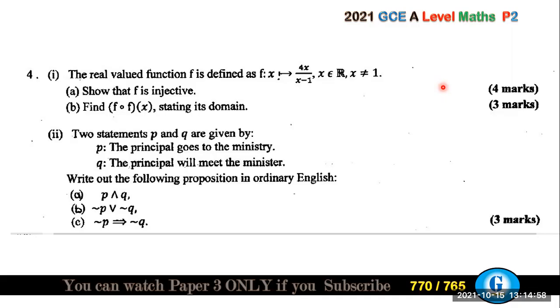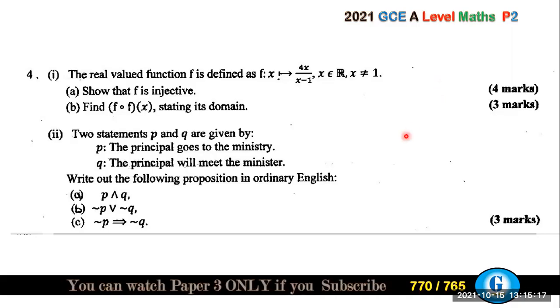Show that f is injective, then find f of f of x, stating its domain. This is exactly the 2019 question that I've just modified a bit. The same thing. Let's answer the A part first and then we move to the second part, okay? So a function is injective if what happens?